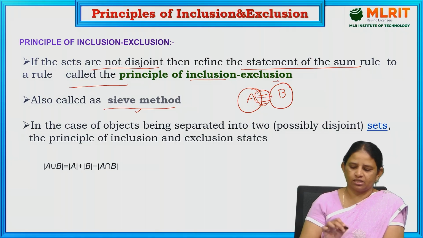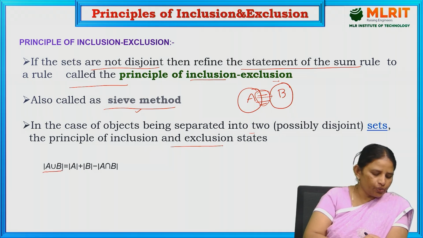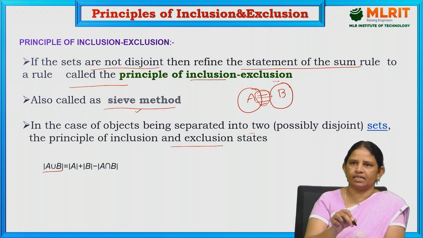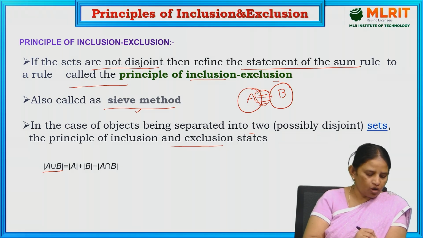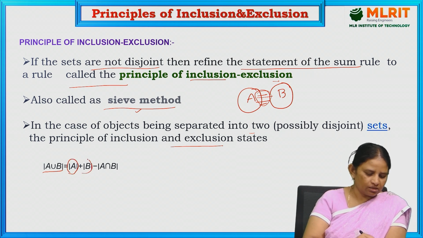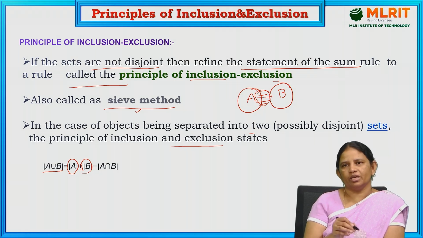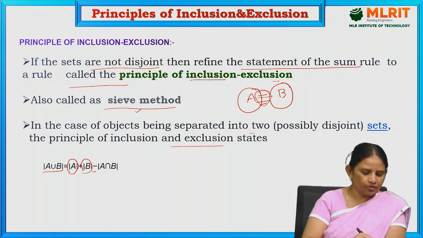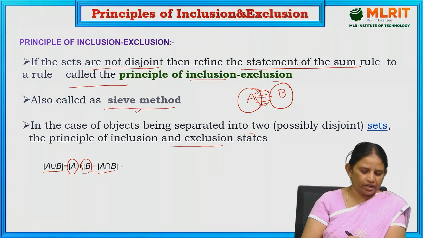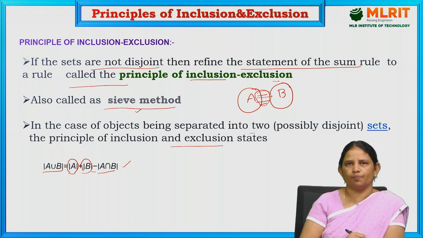So suppose you consider two sets, then the principle of inclusion exclusion states that mod A union B, A union B consisting of all the elements which are present in set A as well as set B. The formula is the number of elements present in set A plus, that means include, the number of elements present in set B, along with A intersection B. That means we need to remove the elements which are present in both sets. Then we get mod A union B. That is the principle of inclusion exclusion for two sets.